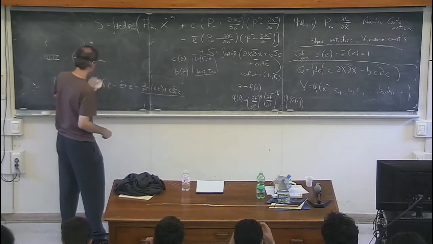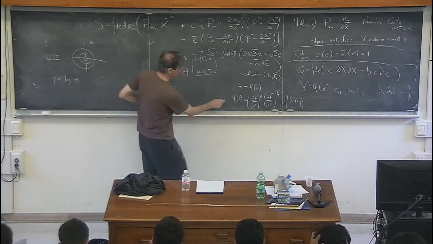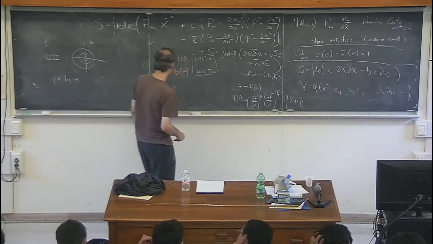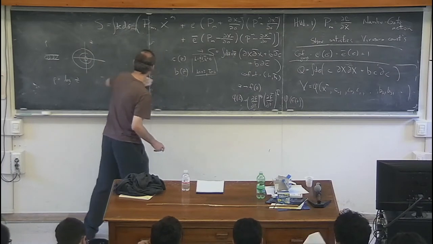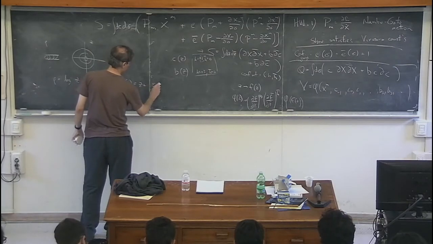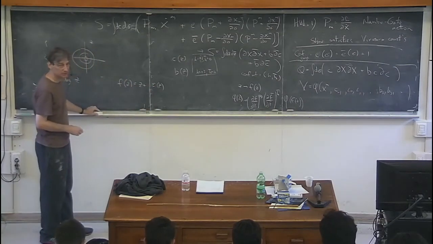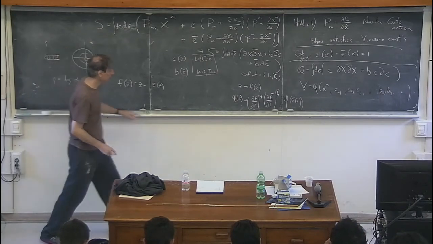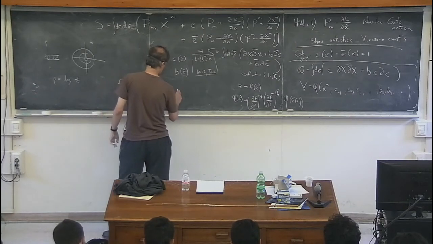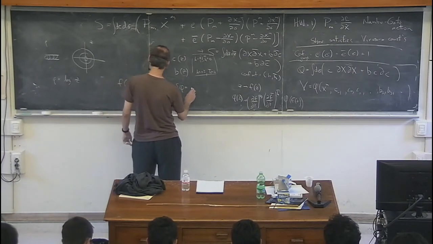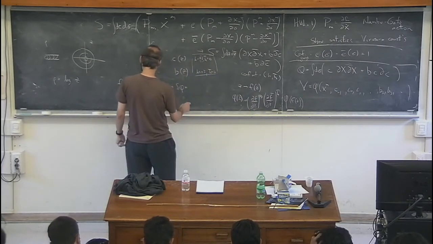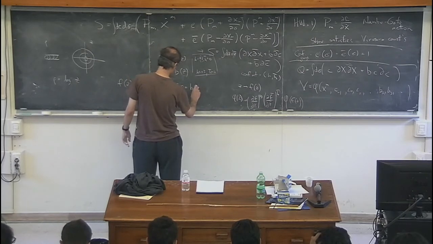Now, this transformation here is nothing but the finite version of an infinitesimal conformal transformation. So if I take f of z to be equal to z plus some small epsilon of z, where epsilon is some small parameter, then you'll see that phi transforms, delta phi is going to be something like, depending on h and h bar, it's going to give you something like h d epsilon.